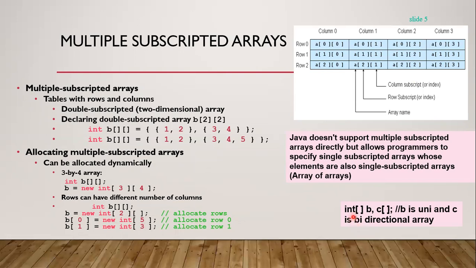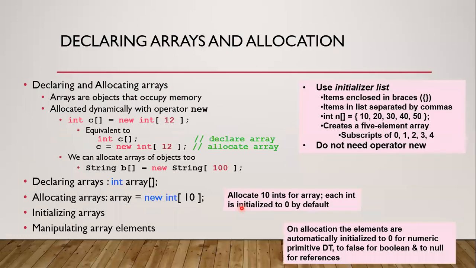Okay. If we make a statement like this, in this, B is a single subscripted array and C is a double subscripted array. The first is here, the second is here. So B is a one-dimensional and C is a two-dimensional array. Okay, this is the introduction of the array. Array is a very useful technique to structure data.